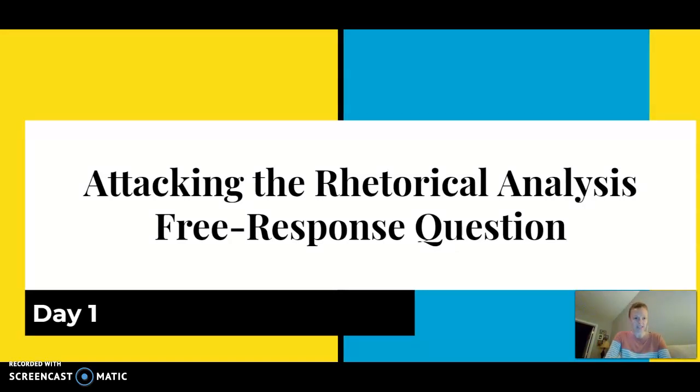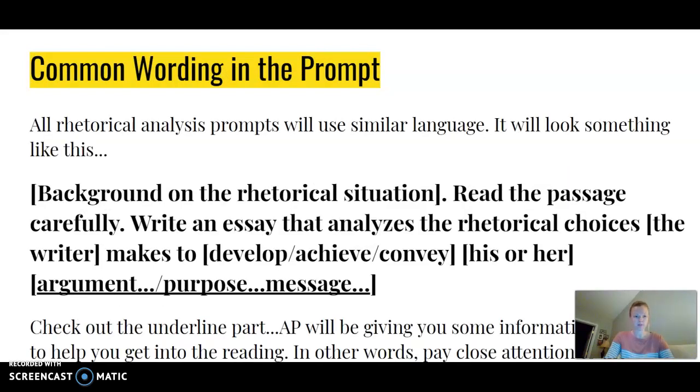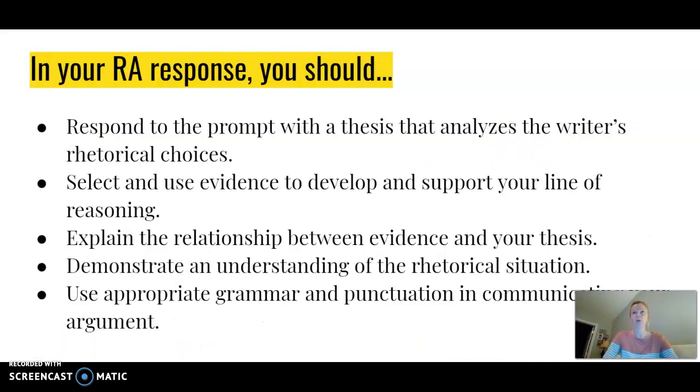Alrighty, next slide. So in your rhetorical analysis response, you should always be doing these things. To be honest, I really feel like you guys did these all first semester and it shouldn't be anything new to you. We're going to do lots of examples, look at samples, evaluate together. I have a lot of good information from AP College Board that I'm going to send your way. I think that this is a good thing for us.